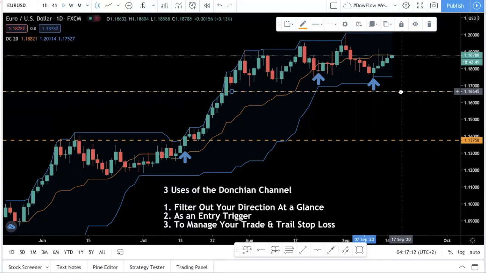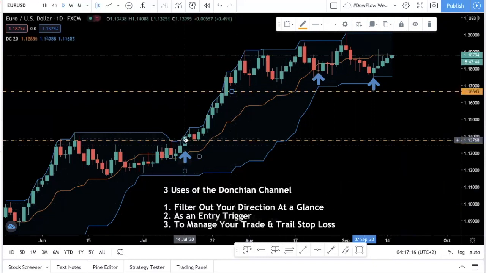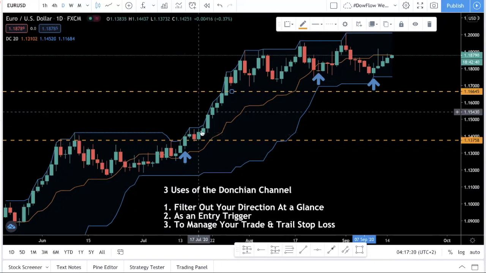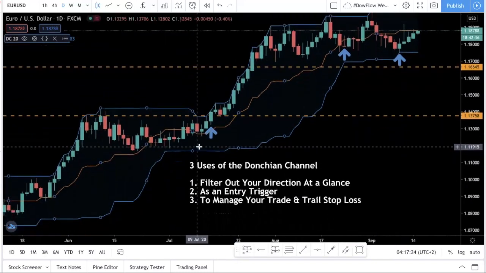You can also use the Donchian channel as an entry trigger, such as this example over here. But please do not just trade every single break of the Donchian channel, be it to the upside or to the downside. Please understand the price context. Please understand what I'm trying to say. And lastly, you can use the Donchian channel to manage your trade and trail your stop loss.